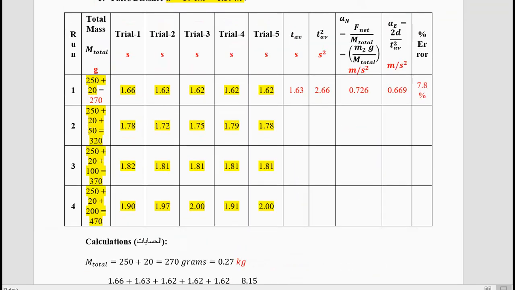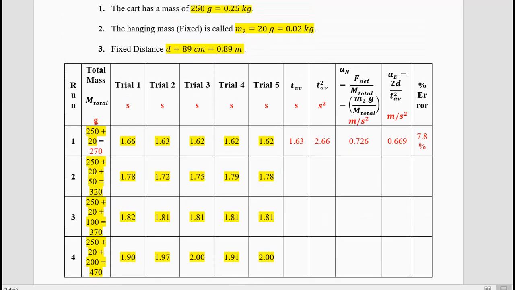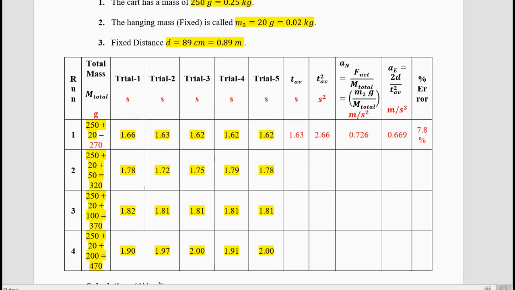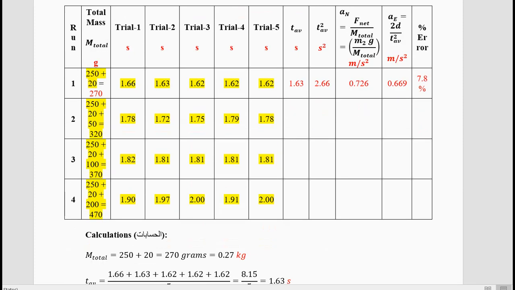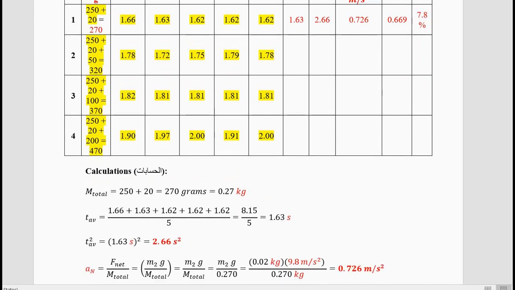This table is data for the lab. The first row is done for your understanding. The second row, the third row and the fourth row you have to calculate. Even the total masses are given to you here. 320 grams, 370 grams and 470 grams is your M total, capital M total. And your formula is F net divided by M total, M2G divided by M total. Do these calculations just like the first one. Do for the second, third and fourth and submit them.